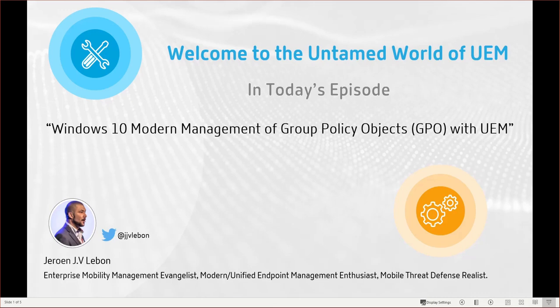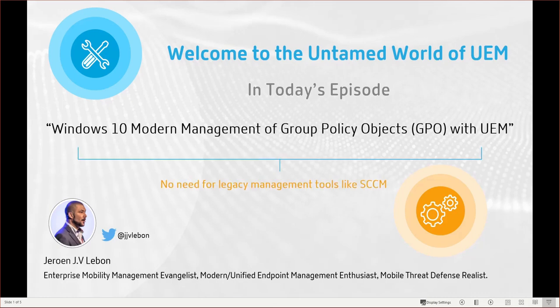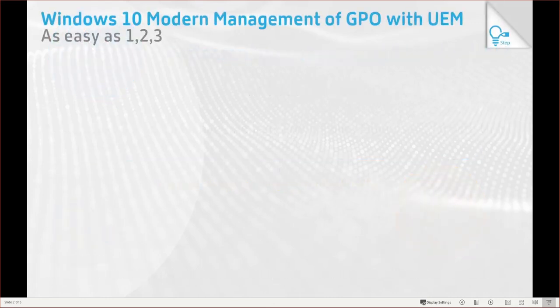In today's episode, we're going to talk about Windows 10 modern management of group policy objects, GPOs, with a UEM solution. And in this scenario, you will not need any legacy management tools like SCCM to deploy your GPOs. So it's as easy as 1, 2, 3, basically. All the tools are publicly available. There are some scripts that you can find online. I will talk about that later. But as I mentioned before, it's easy as 1, 2, 3. I'm going to use Citrix Endpoint Management to show this in a demo later on.